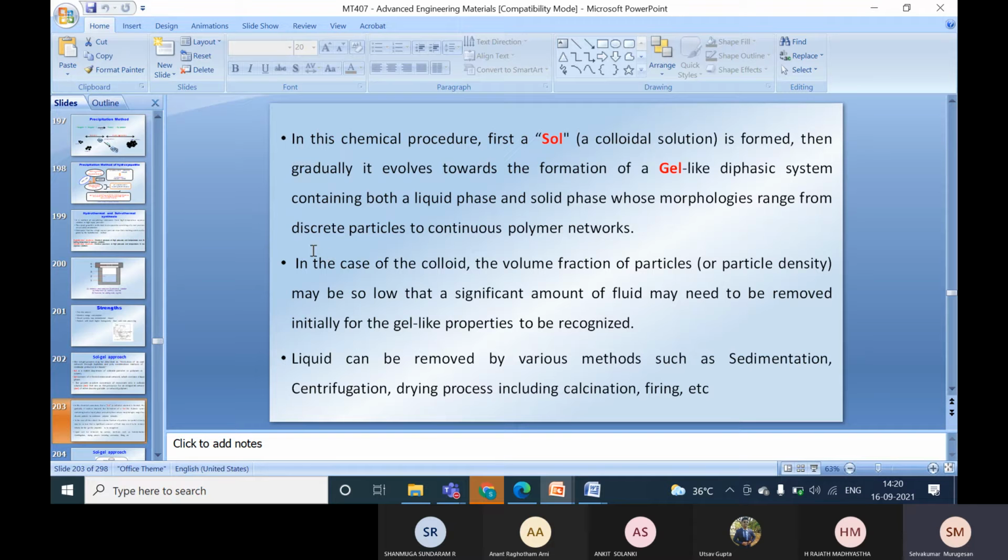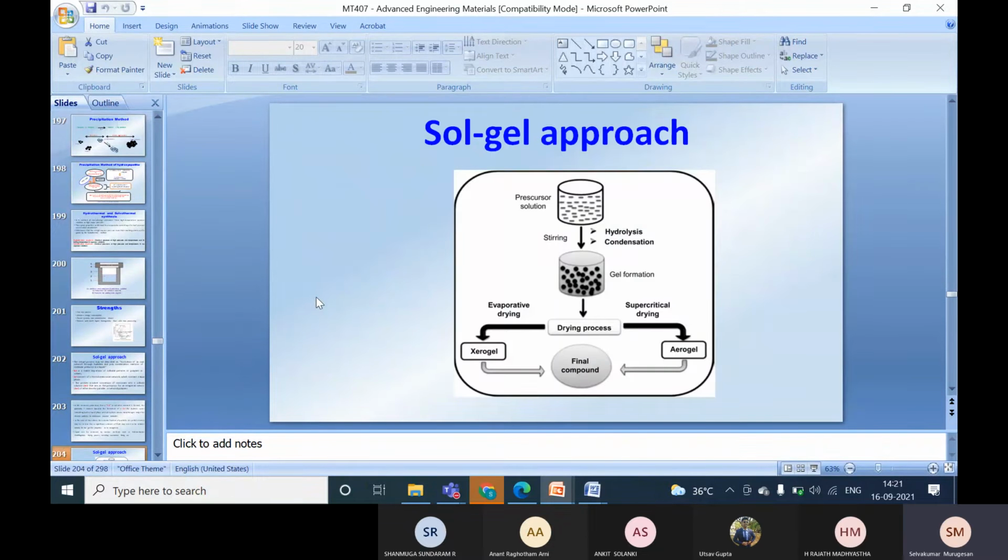And in the case of colloids, the volume fraction of particles may be so low that a significant amount of fluid may need to be removed initially for the gel-like particles. Once the gel is formed, with the help of different drying processes like supercritical conditions, or by using a centrifuge or sedimentation process, you can obtain different types of materials.